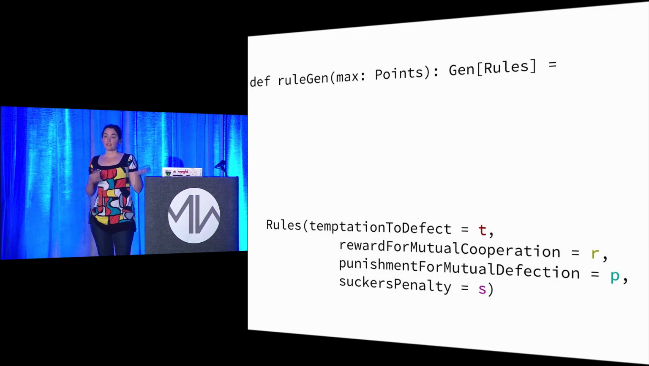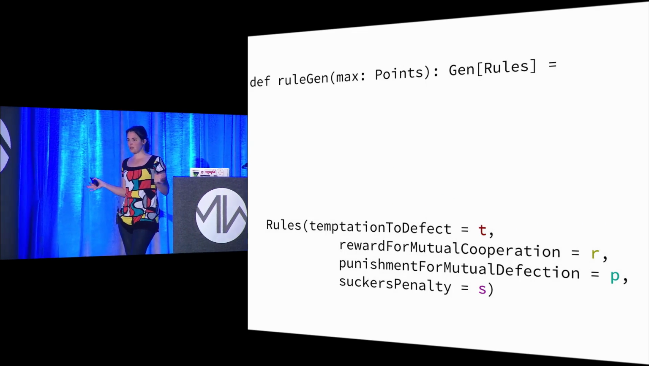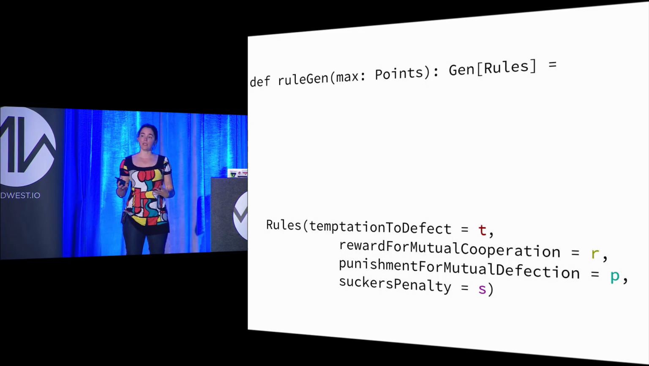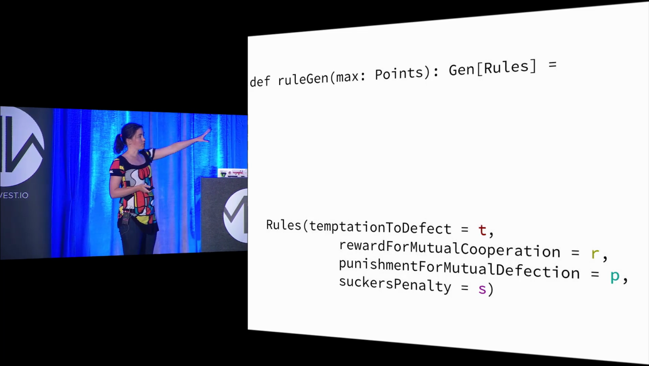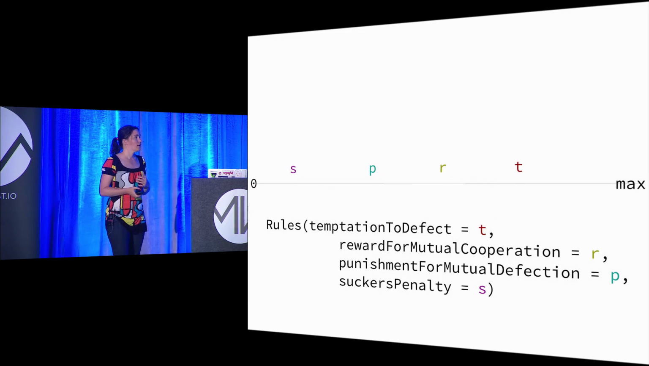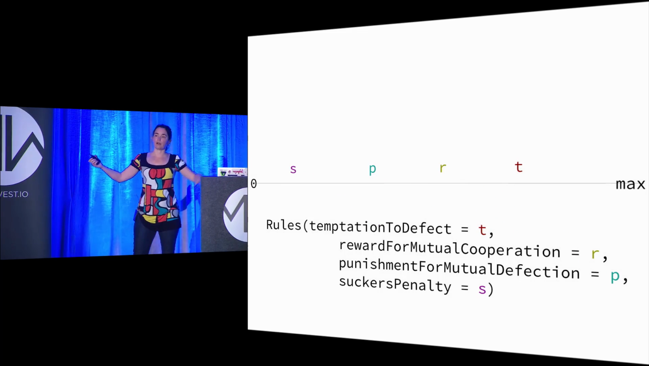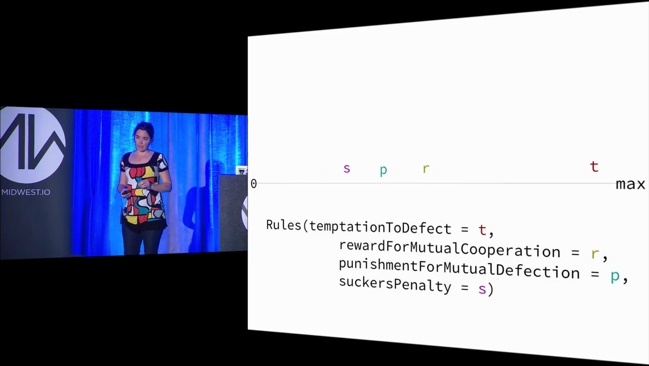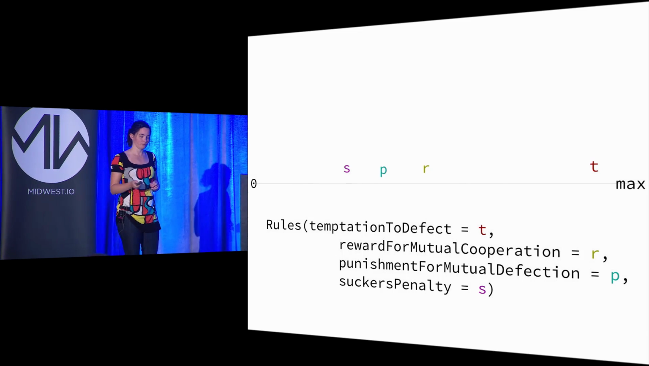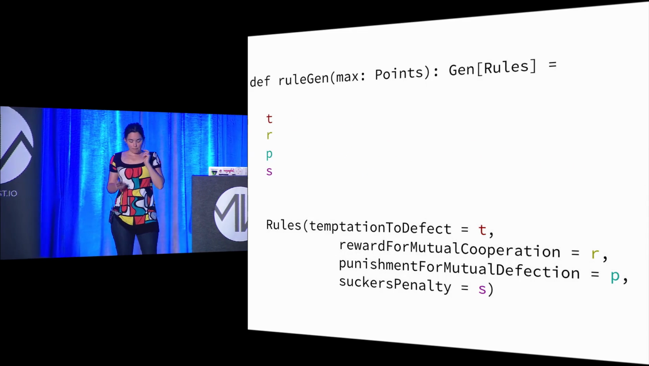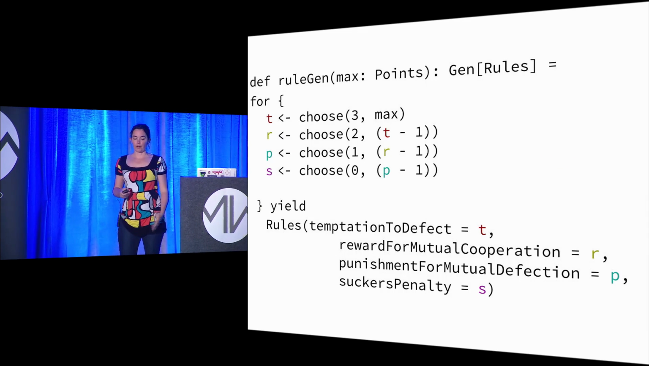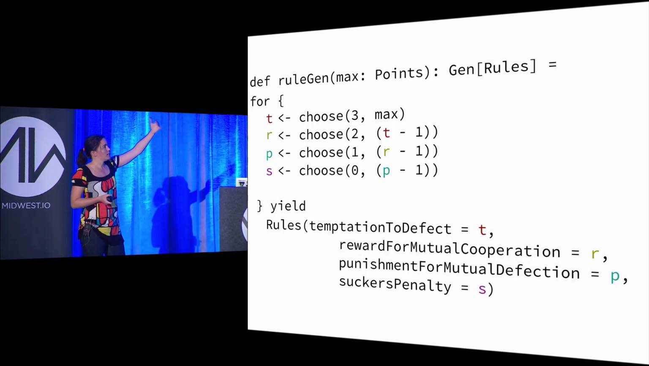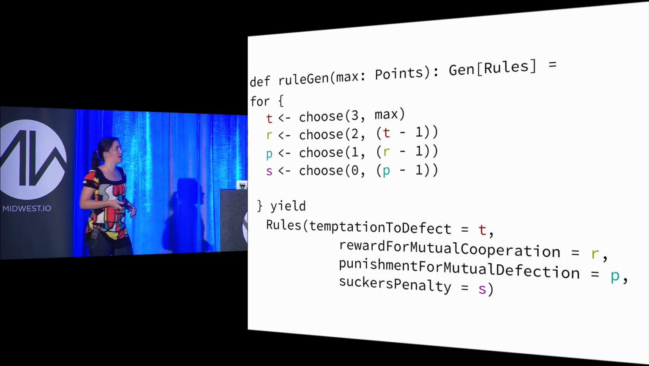Let's look at the custom generator that I wrote for rules. There's a whole slew of built-in generators for given types, but here I want to be really specific about what is a set of rules. I've got those 4 numbers there, and they have relationships. Somewhere between 0 and the max number of points are these 4 numbers. Within that, they can move around as long as they maintain these relationships to each other. I can build that up out of the built-in generator choose, which just gives me an integer in an inclusive range. So I can find the t, and then the r is less than that, and the p is less than that, and so on.